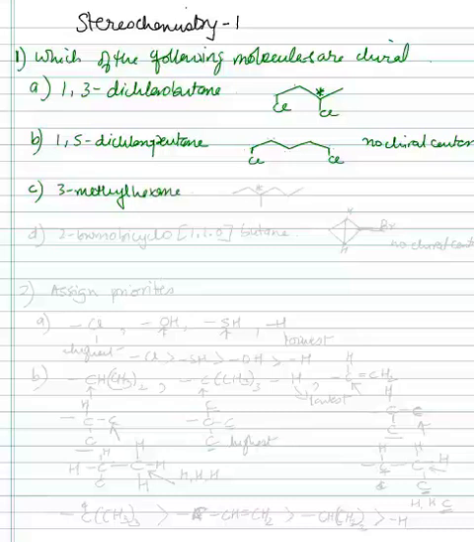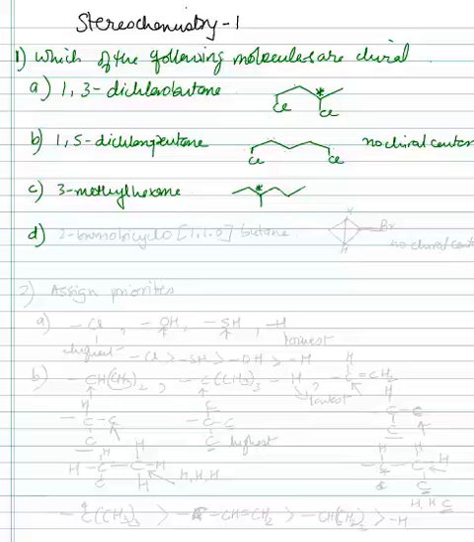3-methylhexane, so 6 carbons now. 1, 2, 3, 4, 5, 6. 1, 2, 3. So we have a methyl group over here. And so I'll start looking at the carbon which has the methyl group, and yes, that has a chiral center. So mark that with a star. Okay, and then let's look at another one.